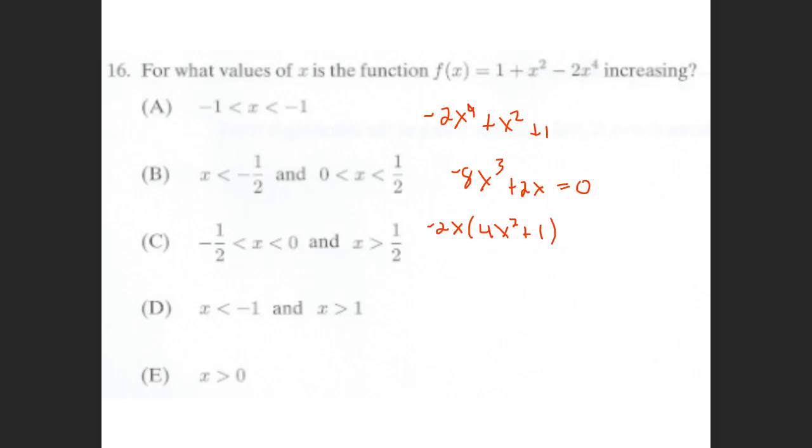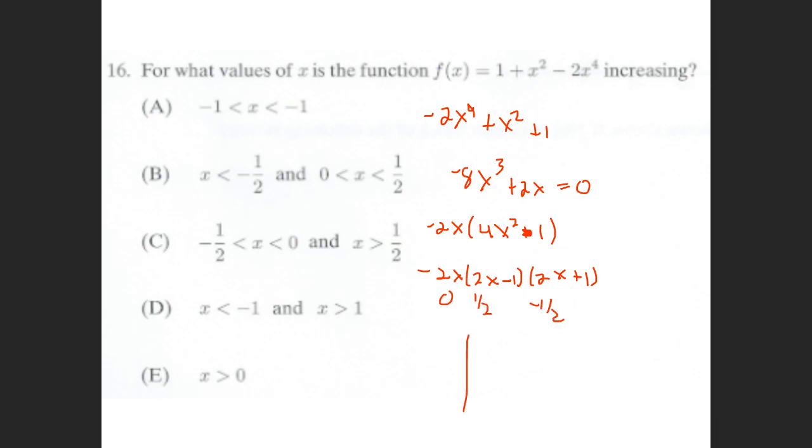I think that's right. Nope, I think it's minus. It should be a minus sign here because I'm taking out a negative. So this can be factored even farther. So negative 2x, that gives me 2x minus 1, 2x plus 1. So where does this function equal 0? It equals 0 at 0, 1/2, and negative 1/2.